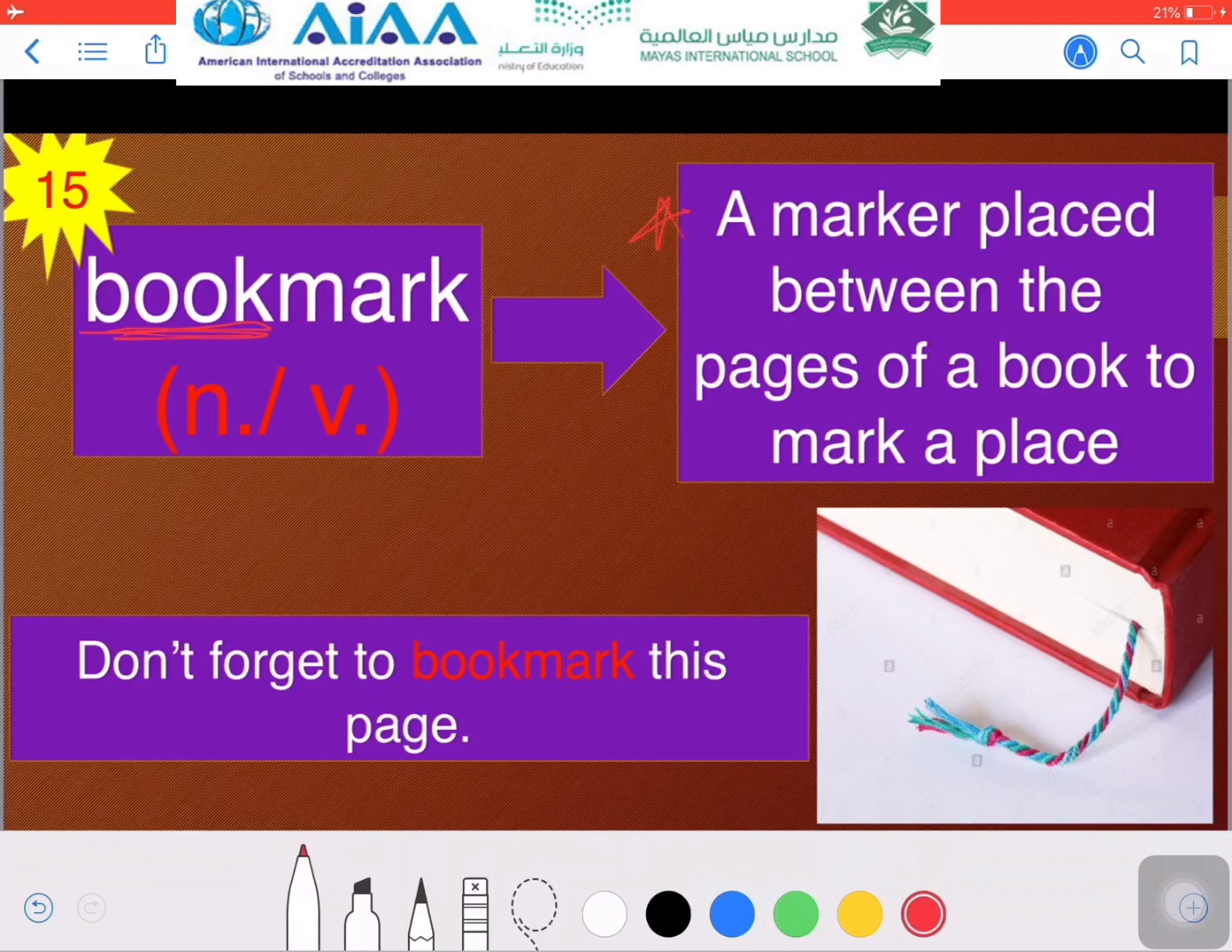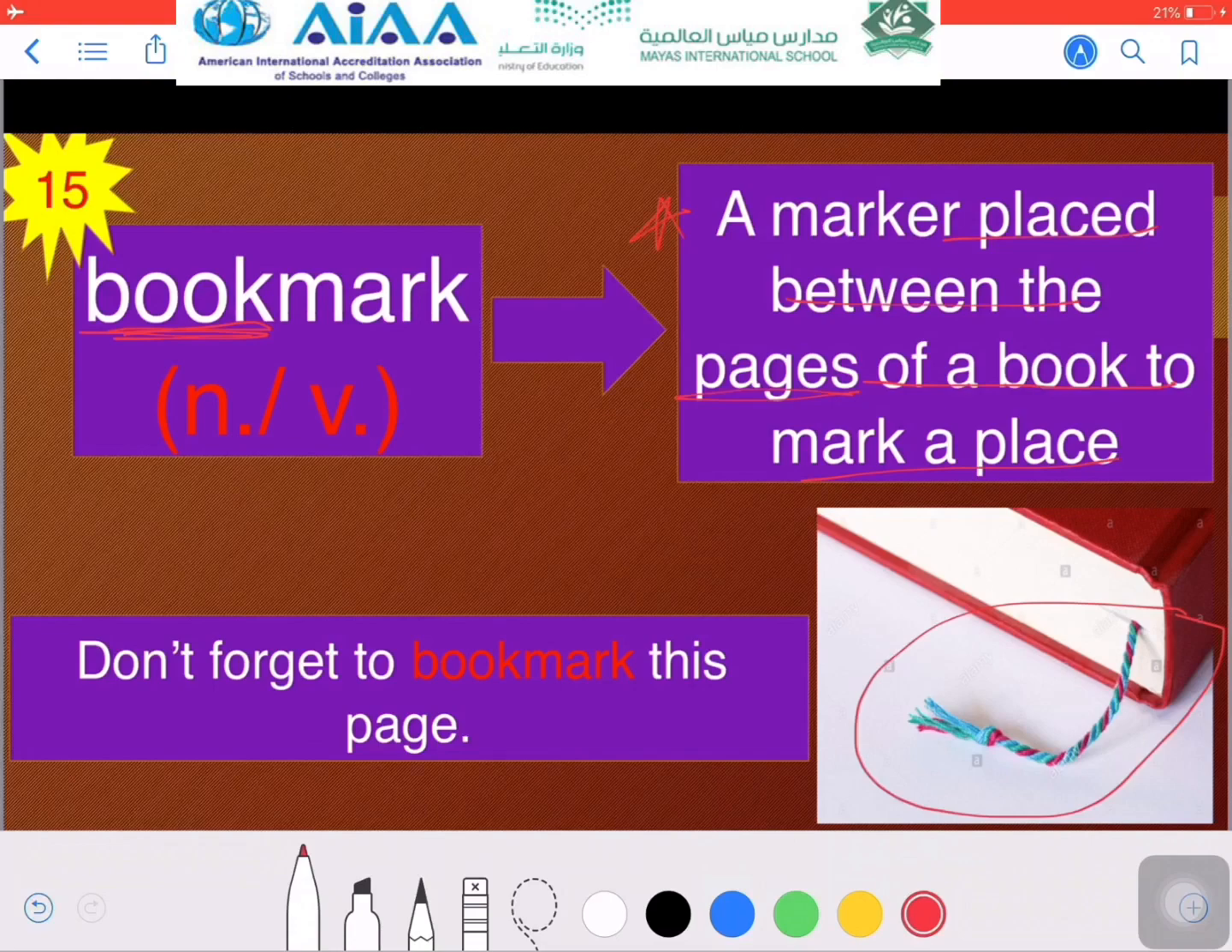It's a marker placed between the pages. Can you see here? We put it between the pages. Why? Sometimes when you are reading and you have to stop for some reason, you put the bookmark inside your book. So when, like tomorrow or a few hours later, you come and try to read your book, you directly open the page and you find the page that you stopped in.